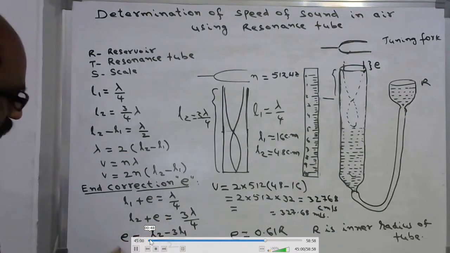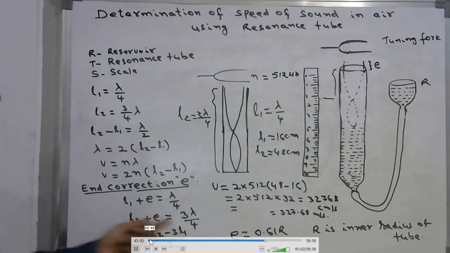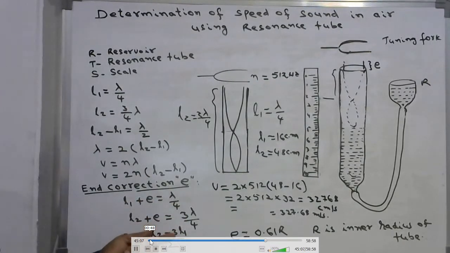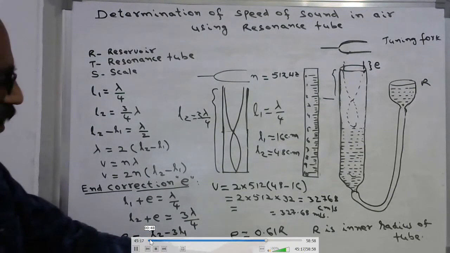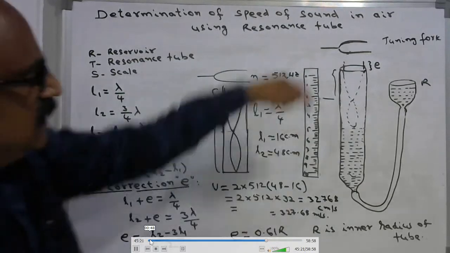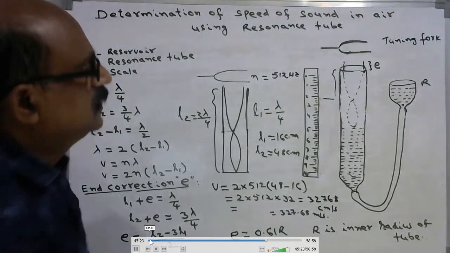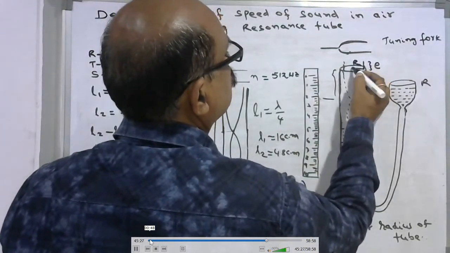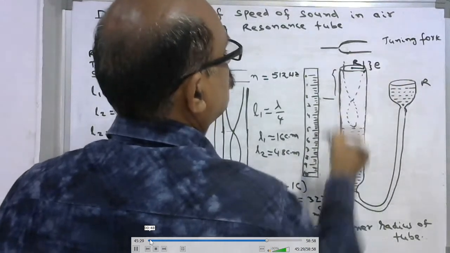And if you take the equations for lambda and eliminate lambda, you will get E is equal to (L2 minus 3L1) by 2. This is what is called the end correction. This is equal to 0.61 times the inner radius of the tube. This is the radius of the tube, the inner radius of the tube.